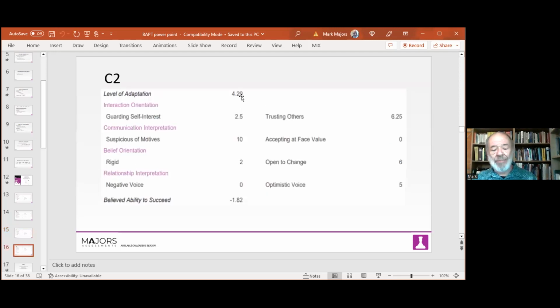Her level of adaptation is a little better, and she has a good guarding of self-interest, balance with trusting others. She's totally suspicious of the motives of other people. Totally suspicious. And she was burned by people at work and people who came in the door so many times over the years that, on face value, she trusts nobody. So you have to prove yourself there. And it causes problems because it makes her slow to make relationships and makes it difficult.